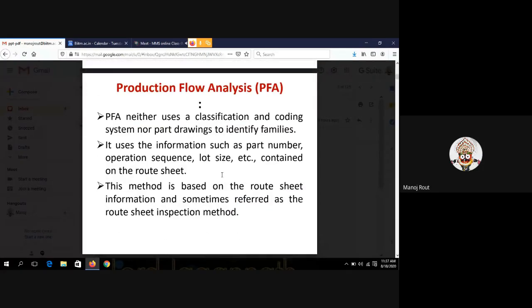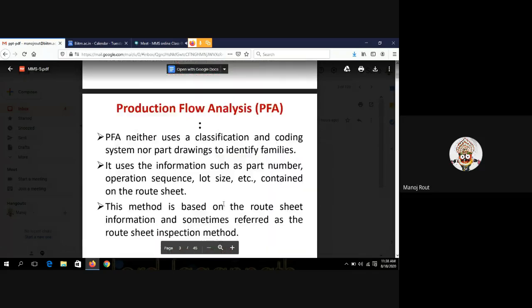specification, the next one is the operation sequence, lot size, and it also contains the different types of route sheets. And this product flow analysis, or this particular method, is based upon the routing information in the form of a template, in the form of your process flow diagram or flow process diagram, and that should be referred to the route sheet inspection of methods. Moving to the next slide.